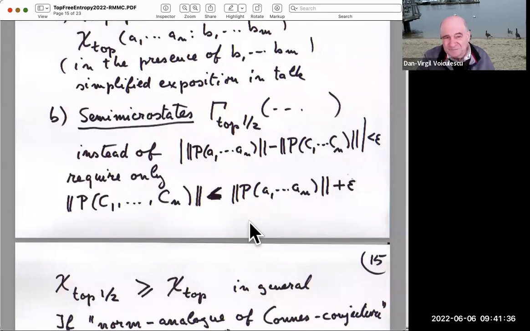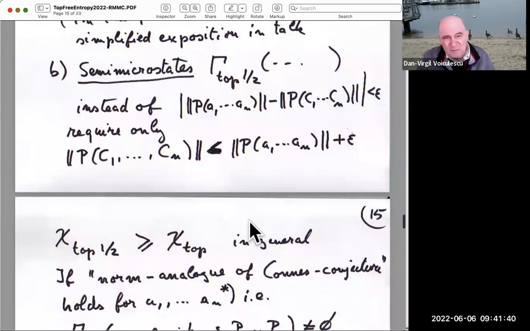This is a semi-microstate. Now, one would think that the semi-microstates are more than the microstates because one requires less. So one has clearly this inequality: the topological free entropy with semi-microstates is larger than the one with simply topological.